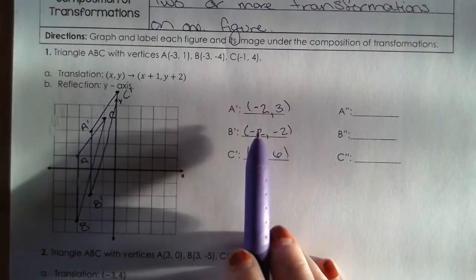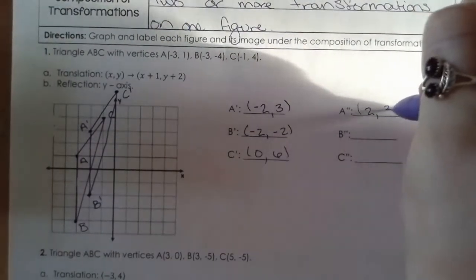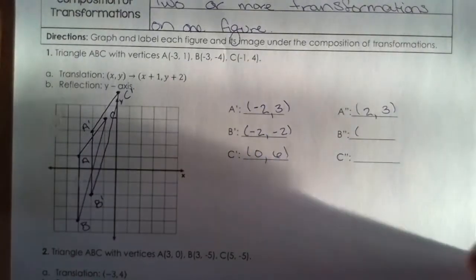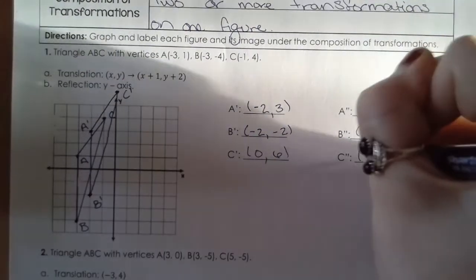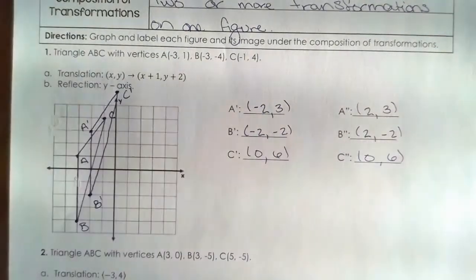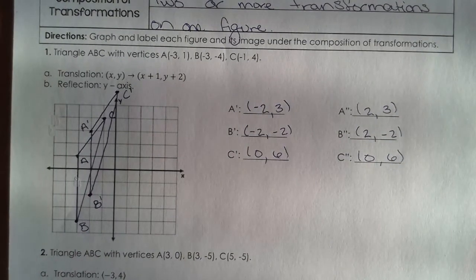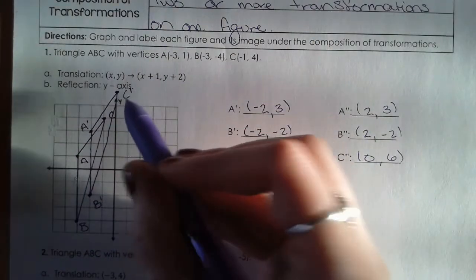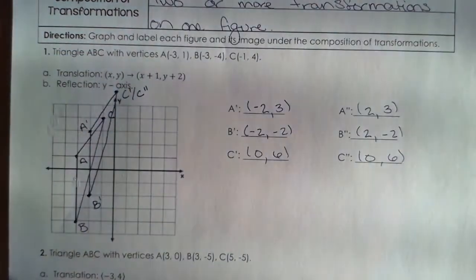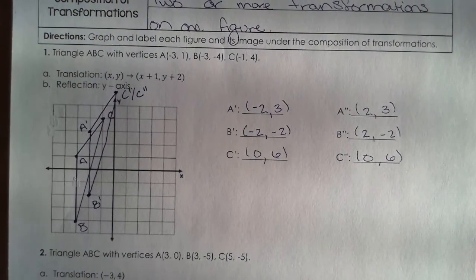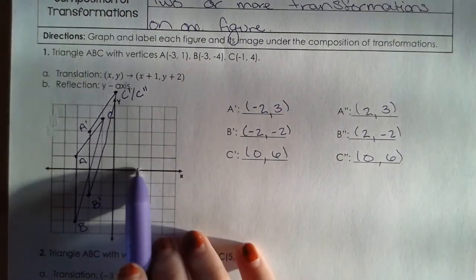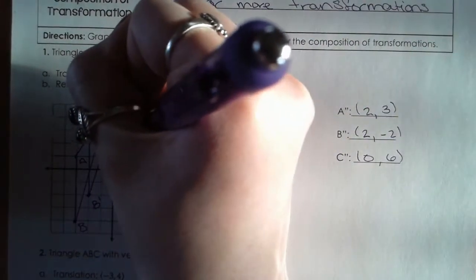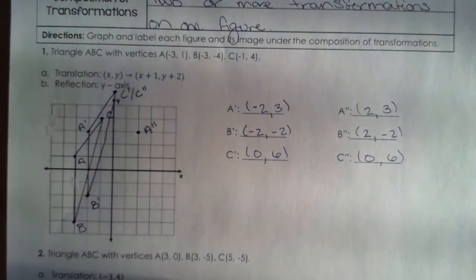So I know it's going to be the opposite of the x. So I'm going to have 2, 3, and then B is opposite of the x. So 2, -2. I'm keeping my same y values, and the opposite of 0 is still 0. So I'm still going to get 0, 6. Okay, now I'm going to go ahead and plot those points so we can fill in the rest of our triangle. So this is C prime and C double prime. So I'm just going to write it like that. And then let's do point A. So 2, 3, 2, 3. It's right here. This is A double prime.